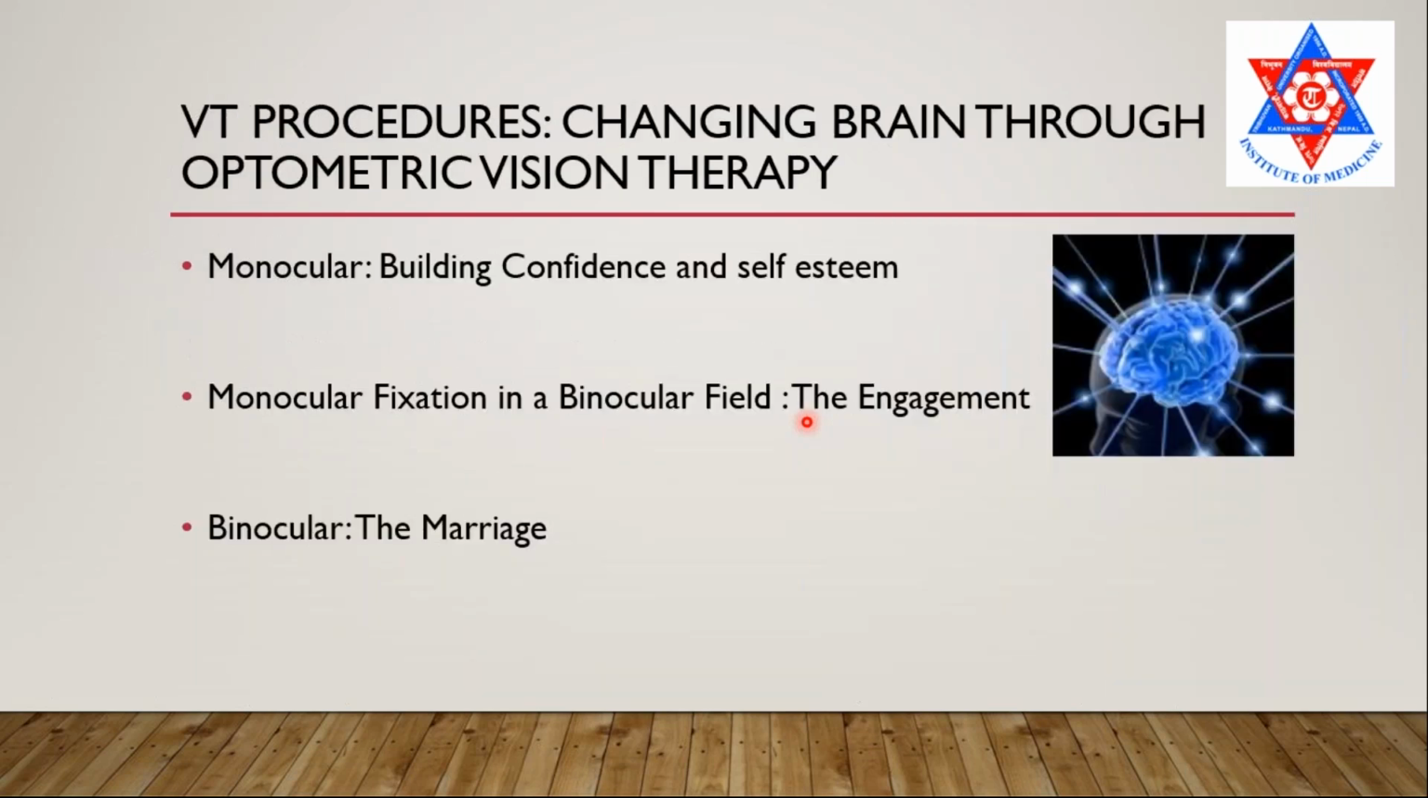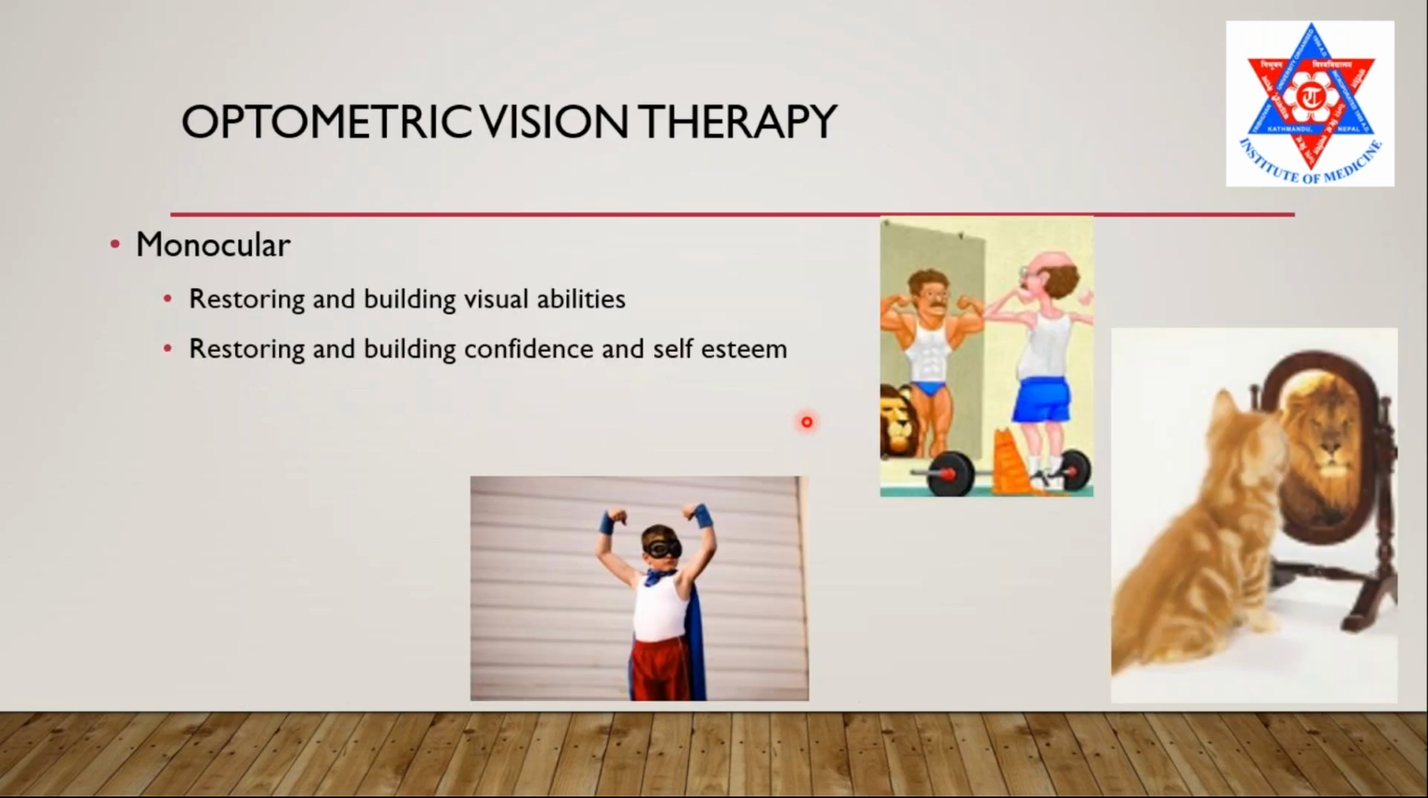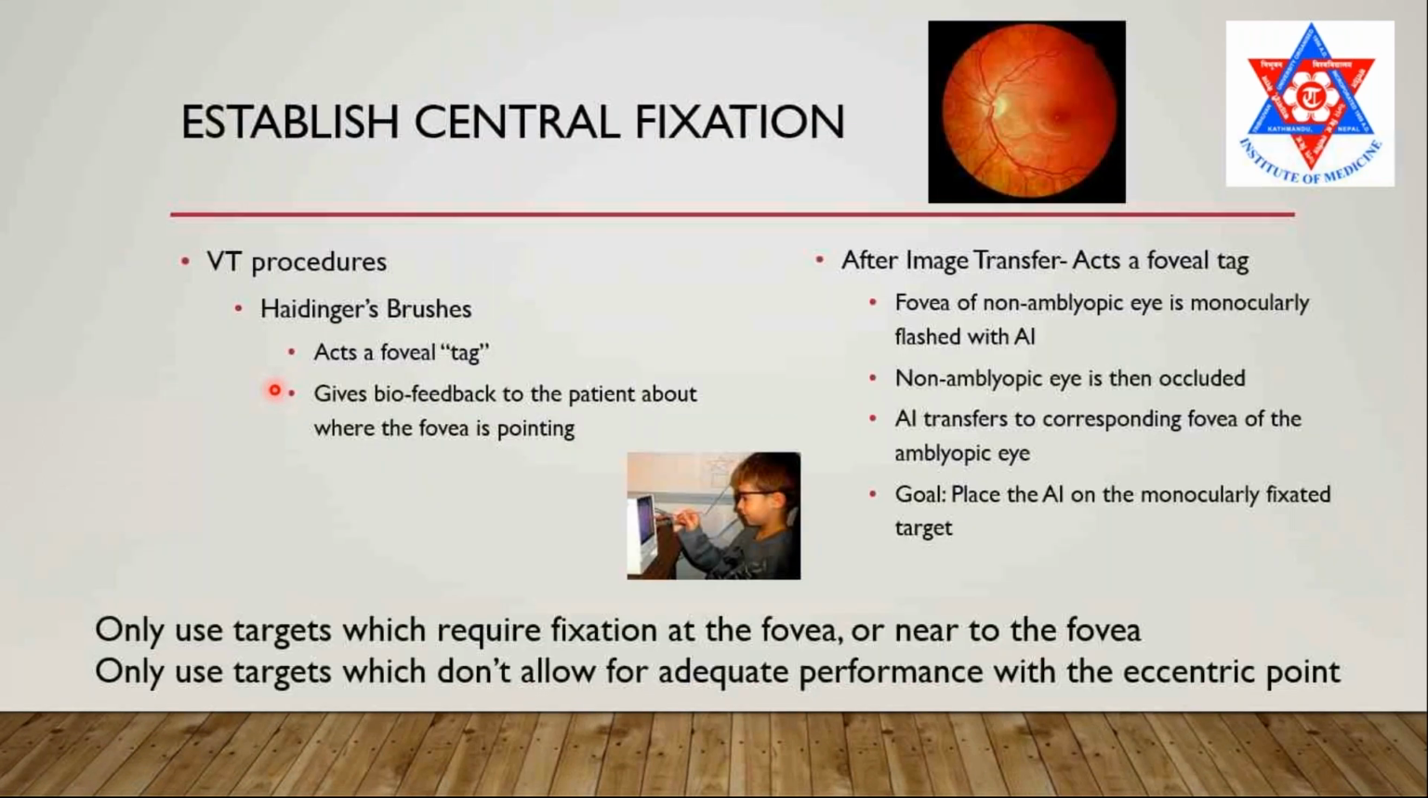Again, as I told, monocular therapy is a process of building confidence and self-esteem in that amblyopic eye. This helps in restoring and building the visual abilities of that eye, and restoring and building confidence and self-esteem in the activities. So what are the monocular activities that we can do, or should do?